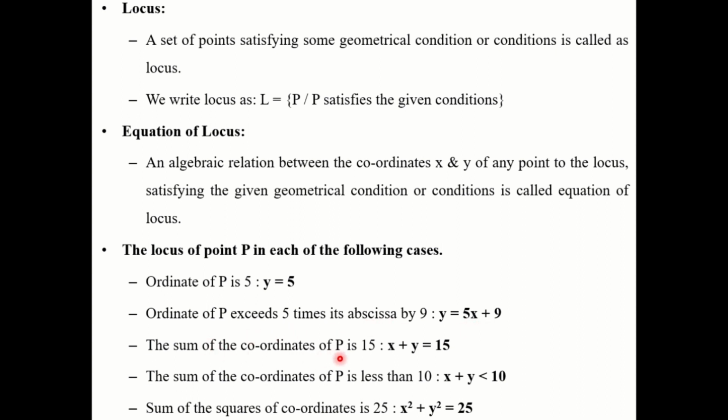The sum of the coordinates of P is 15, means x plus y is equal to 15. The sum of the coordinates of P is less than 10: how can we write it? x plus y less than 10. The sum of the squares of the coordinates is 25, means we can write x square plus y square is equal to 25. These are some examples.